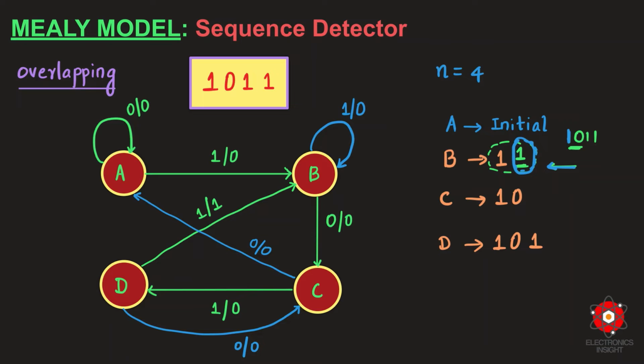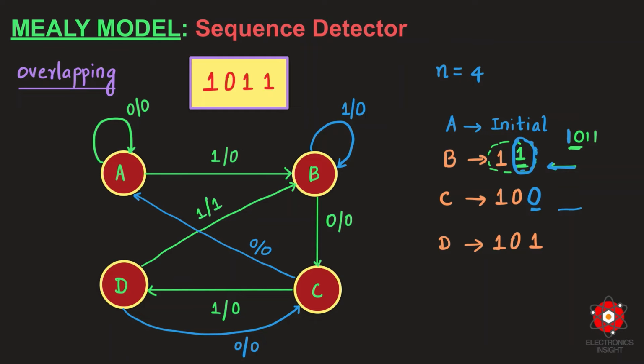Similarly, now we will proceed with 1, 0. Until C, I have received 1, 0. Now at C, if I receive 1, it is my desired sequence 1, 0, 1. So I will move to the next state, that is D. So 1, 0, 1, outputs are 0. But instead of this 1, if I am going to receive a 0, what are we going to do?